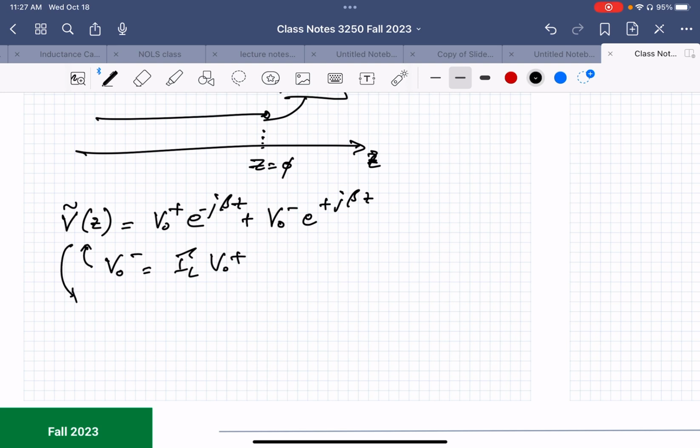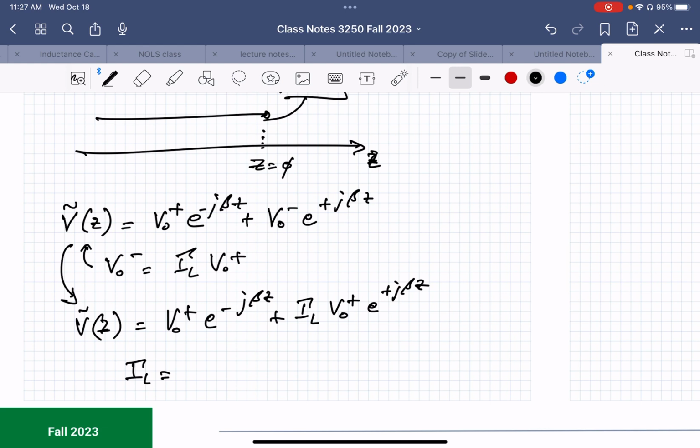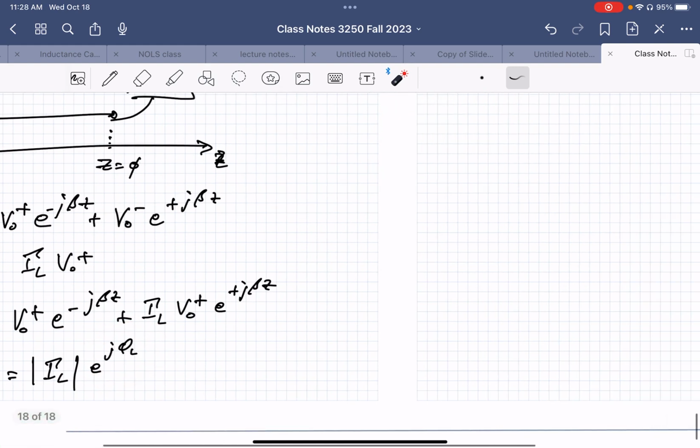So if we plug this in, we get for the total voltage V0 plus e to the minus j beta z plus gamma sub L V0 plus e to the plus j beta z. In general, the reflection coefficient might be complex. There's no reason it will be real. So in general, it's going to be complex. So it might have a form of gamma sub L e to the j phi sub L, where this gives the amplitude of the complex value and this gives the phase of the complex value.